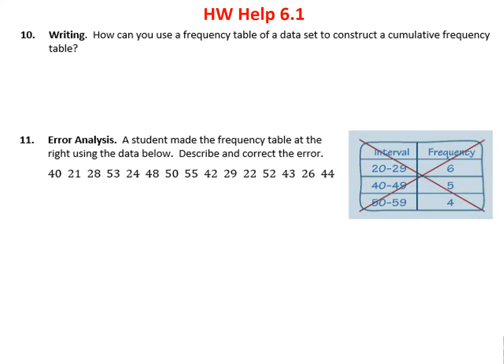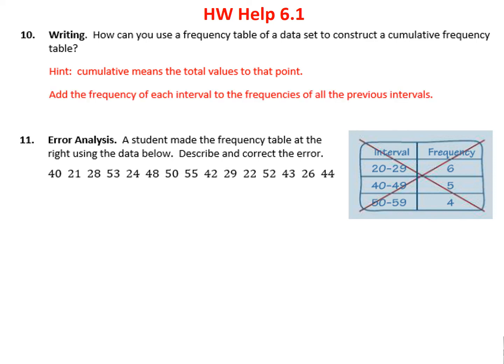Problem 10 asks us, how can we use a frequency table of a data set to construct a cumulative frequency table? Well, first thing, ask yourself, what does the word cumulative mean? And it means the total values up to that point. The frequency tells you how many is at that level, but the cumulative tells you how many is at that level plus every level before it. In other words, you're going to add the frequency of each interval to the frequencies of all the previous.